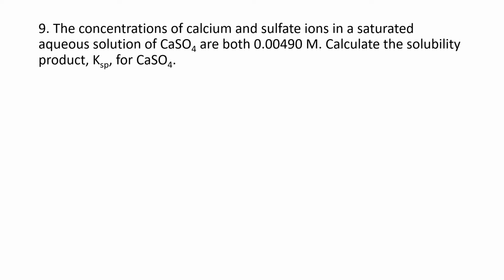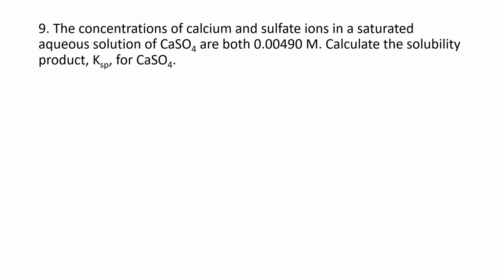Chapter 17, question 9 says the concentrations of calcium and sulfate ions in a saturated aqueous solution of CaSO4 are both 0.0094. Calculate the solubility product, Ksp, for CaSO4.